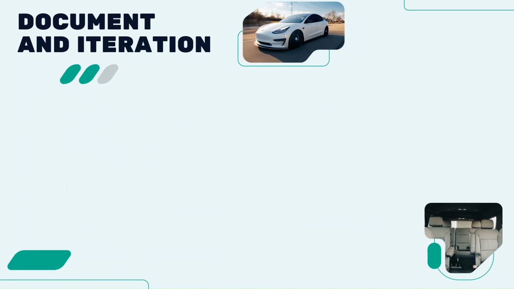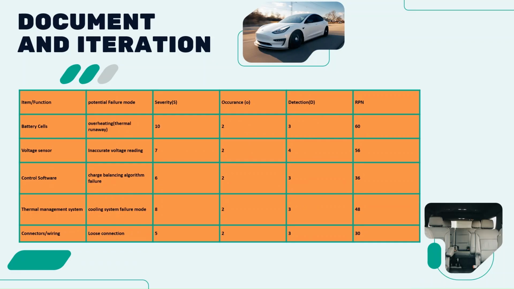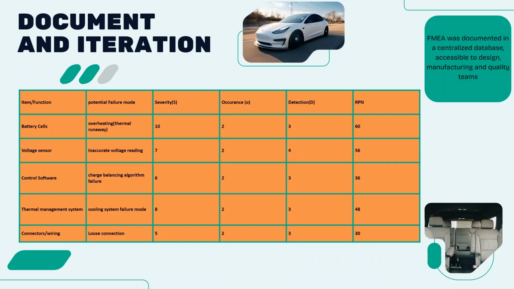After we have made an FMEA table or the document, it has to go through multiple iterations to reduce the RPN value after taking those mitigation strategies into consideration. In this one, the table is quite similar. Only the values of RPNs have decreased after using those mitigation strategies or the action steps that we took. As we could see, FMEA was documented in a centralized database accessible to design, manufacturing, and quality teams. Why these three teams? Because these are the core members of the FMEA team.